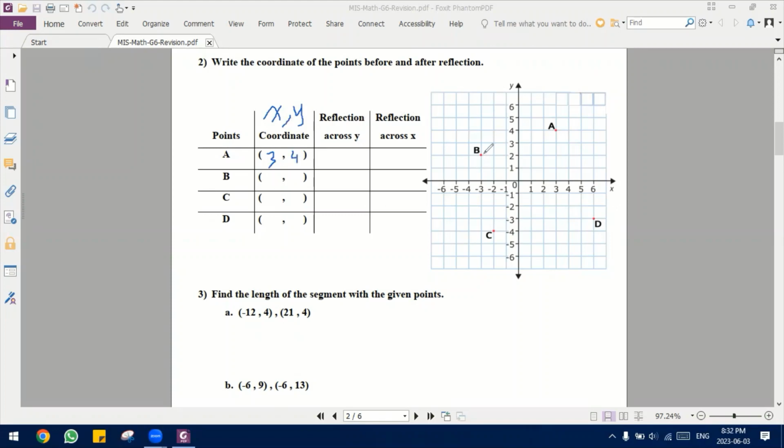Now, for B, the X value is minus 3. Careful with the sign, it's so important. Minus 3, 2. For the point C, X is minus 2, Y is minus 4. For the point D, it's 6, minus 3.